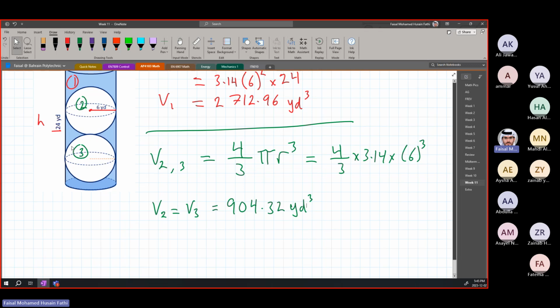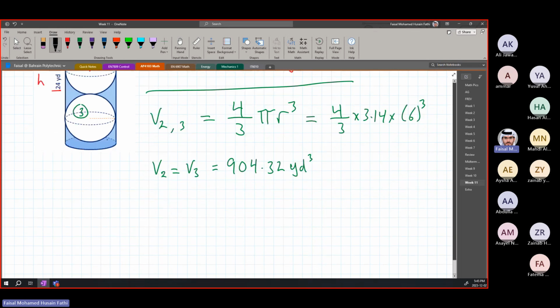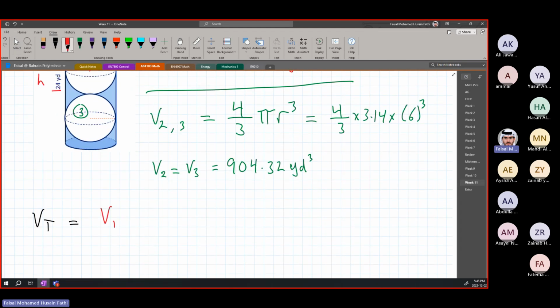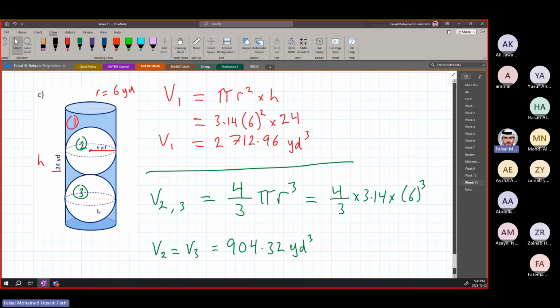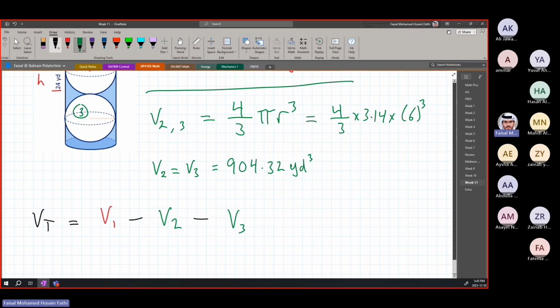Remember, we have two missing parts, or two parts we need to remove. So let's look at the shaded part, where the shaded part is. So let's look at V total now. What is the shaded part? V1. This is the V1. V2 is being removed from it, so we have to subtract minus V2. V3 is also being removed from it, so we have to subtract again minus V3. And that's it. Problem solved.